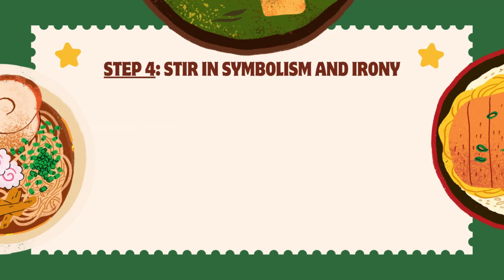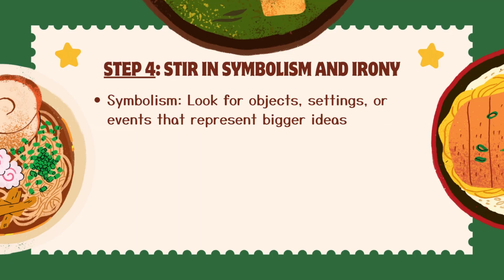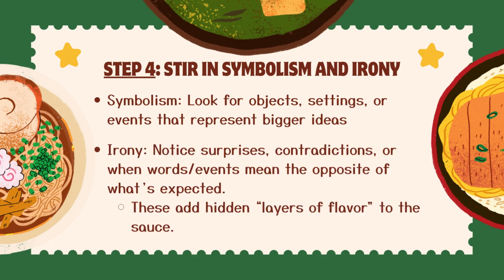During step 4, we'll stir in symbolism and irony. Remember that with symbolism, we'll look for objects, settings, or events that represent bigger ideas. We'll also take notes on any irony that shows up. Notice surprises, contradictions, or when words or events mean the opposite of what's expected. These add hidden layers of flavor to the sauce.